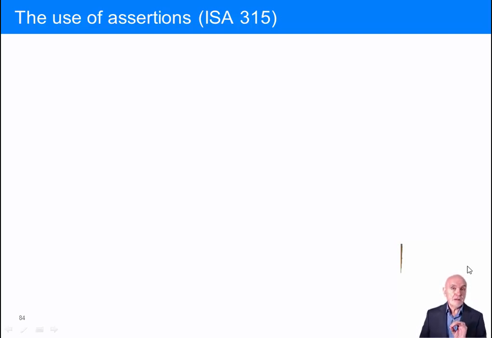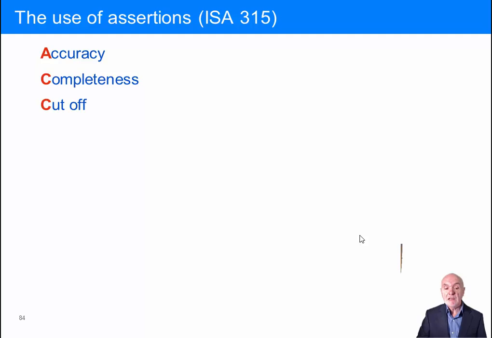When an amount appears on the financial statements, let's say it's the amount for plant and machinery in non-current assets, let's say 250,000, then that is making certain assertions, it's making certain proclamations. It is, for example, saying that it is accurate, that there are no material errors in that figure. It is saying that it is complete, that we have included all the plant and machinery in that figure of 250,000.